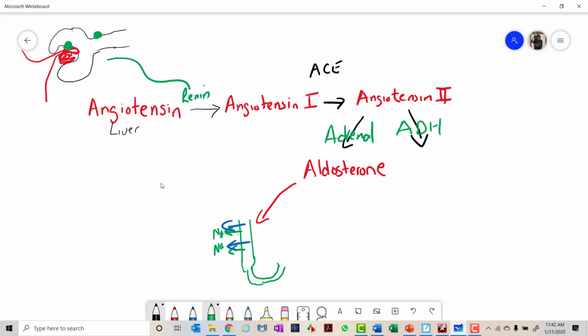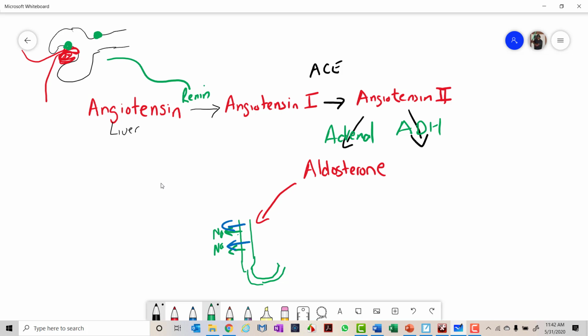The ADH will circulate through the body. It goes to the nephrons as well. And I didn't talk about this mechanism before, but it specifically causes the aquaporins, very special channels, to become inserted into the nephron, and then that causes more water to be reabsorbed as well. Okay, so the angiotensin causes the ADH to be released.